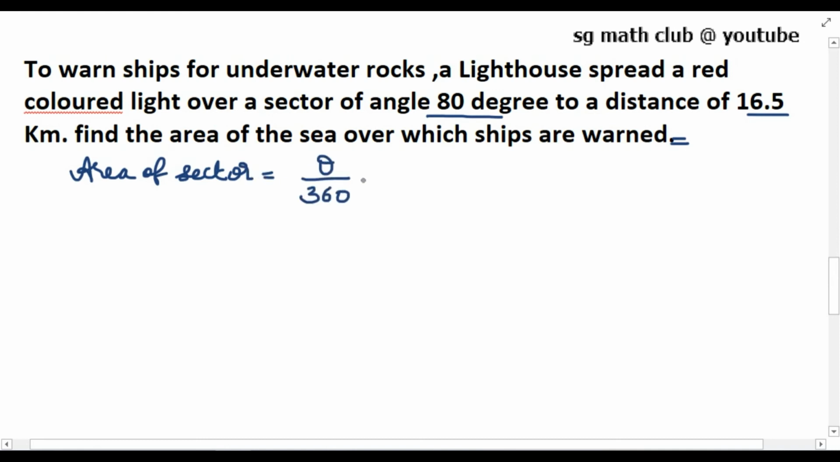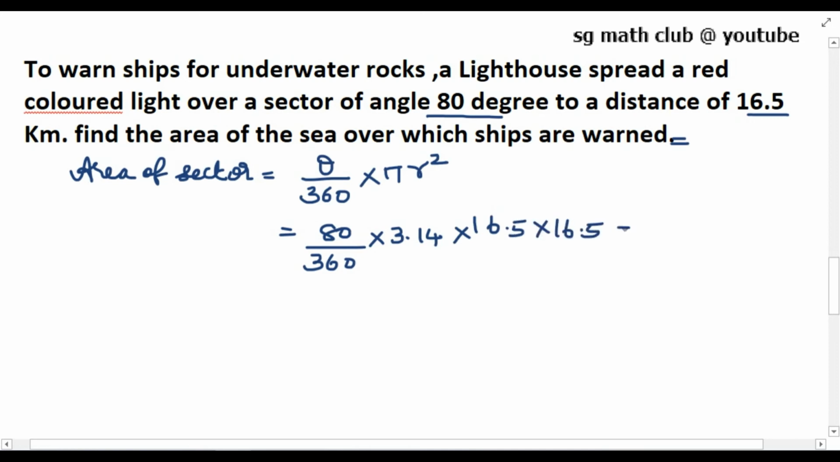area of sector, and we know area of sector is given by the formula theta divided by 360 into pi r square, and here theta is 80 by 360 into 3.14 into r square, r is 16.5 into 16.5 kilometer. The answer is 189.97 kilometer square. So this is the area of the sea over which ships are warned.